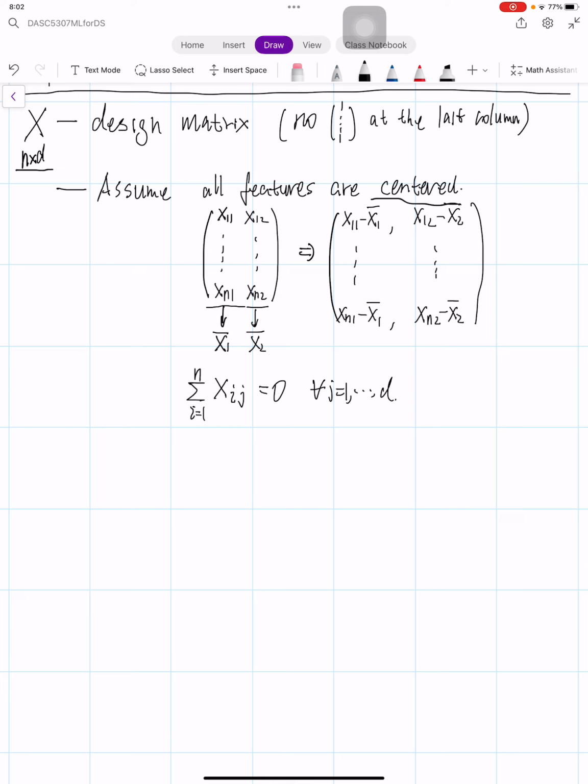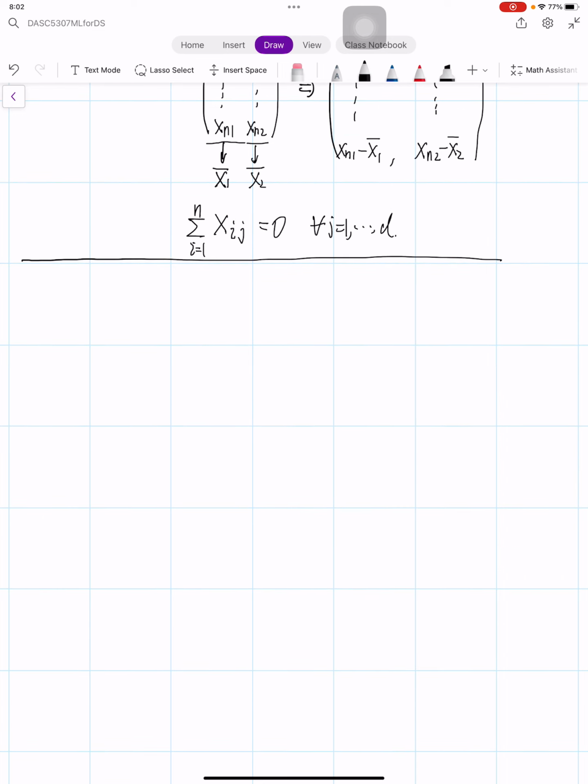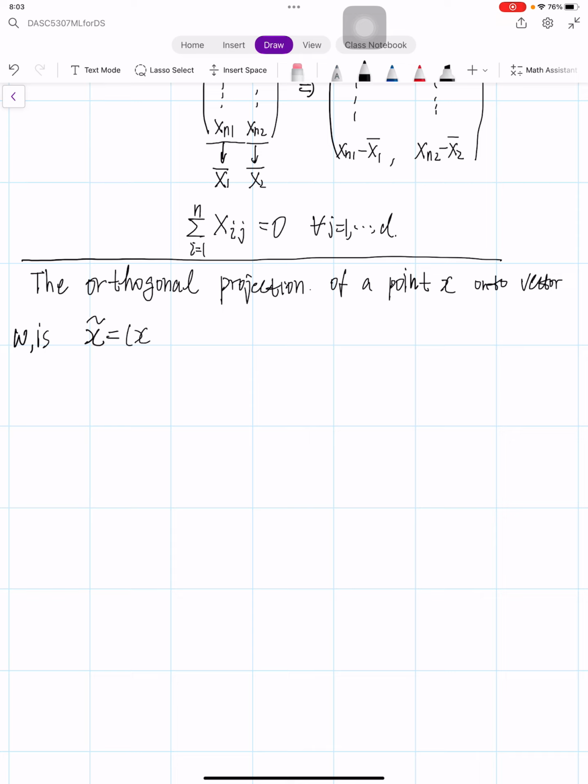Okay, so to derive the principal component vectors, what we need is a mathematical concept called orthogonal projection. The orthogonal projection of a point x onto unit vector w is given by x tilde equals the inner product of x with w, multiplied by w.